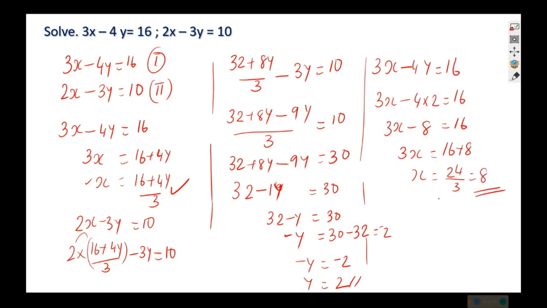So we could solve this simultaneous equation. x is equal to 8 and y is equal to 2, and always we are right. Therefore the answer would be 8 comma 2. 8 stands for the value of x, and 2 for y, and this is the solution for the given simultaneous equation. Okay.